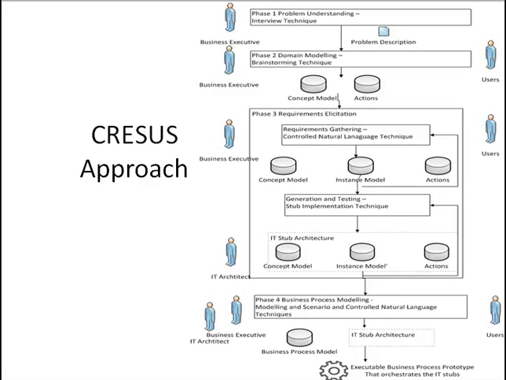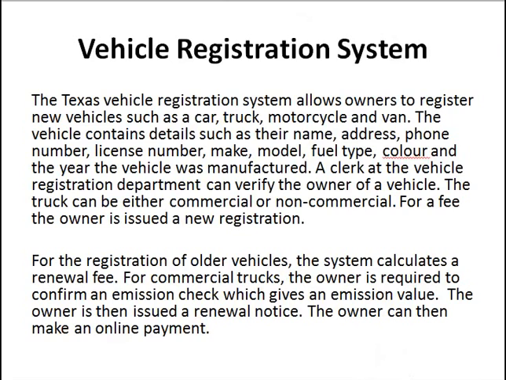The artifacts produced in this phase are the business process model and IT stub architecture. The business process model can be mapped to an executable process language such as BPEL and deployed on a server. Let's look at an example. In this case, the vehicle registration system.